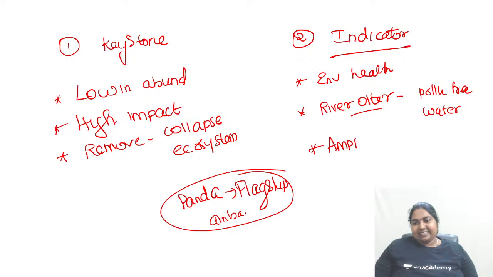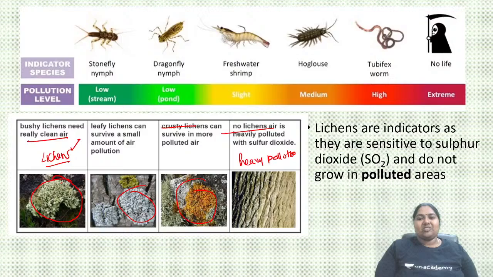Amphibians, yes, they are also indicator species. Lichens, yes, they also come under the indicator species. If there is no pollution, they will all be there. Whenever there is a deformity in an amphibian, it is an indication that our environment is too polluted. Got it? So we will move towards the next species. I think this is what you asked for.